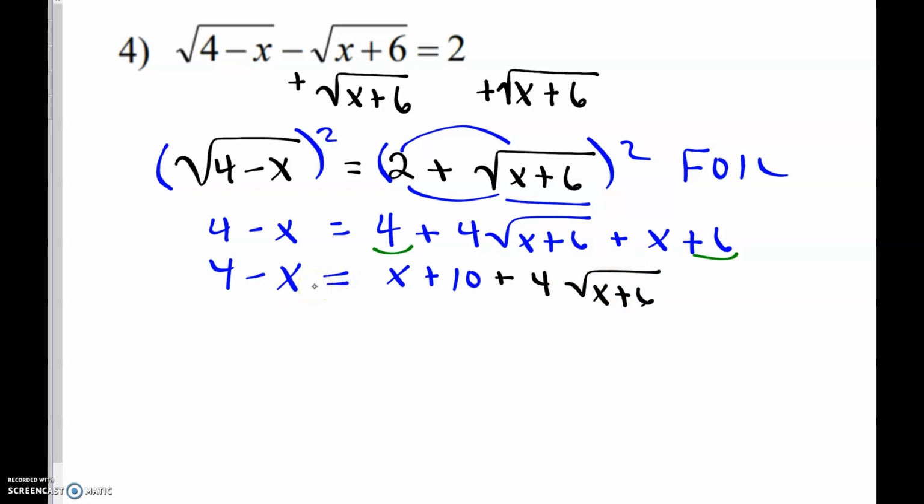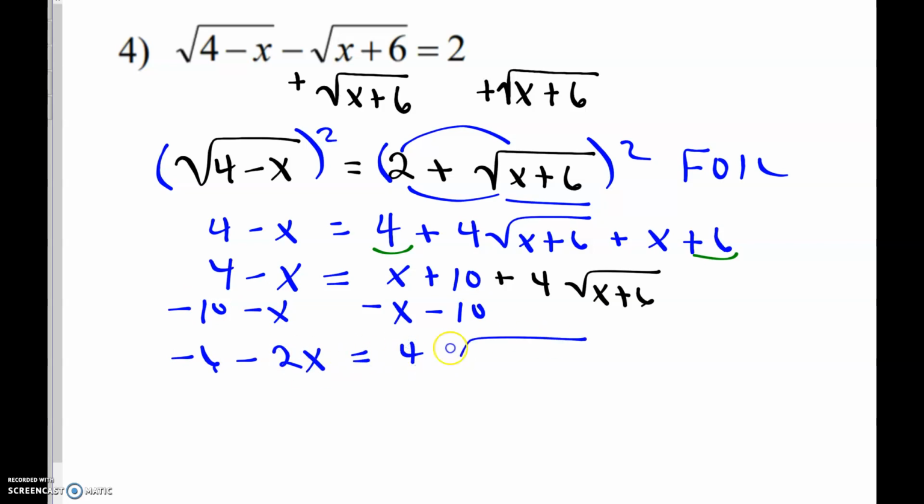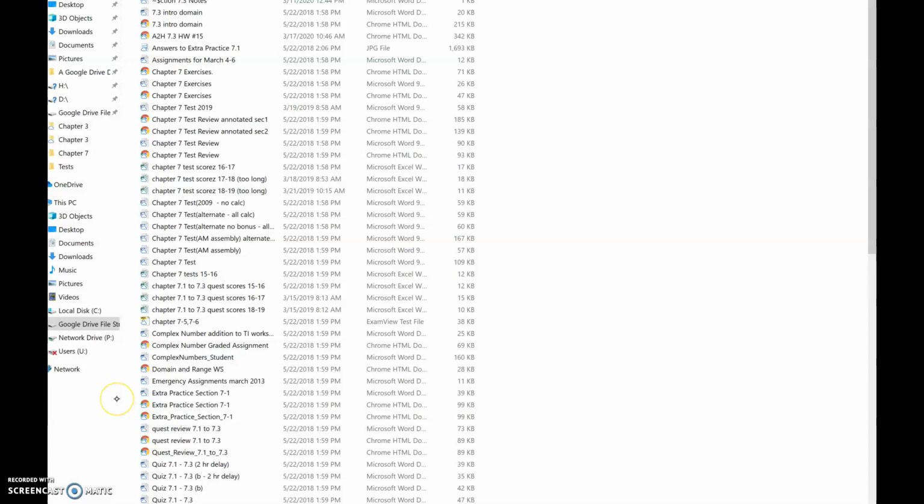Next step, we need to isolate the remaining radical. We went from having an equation with 2 radicals to now having an equation with 1. So we're going to move our x and our 10 over. In order to get rid of the radical, we need to square both sides. You could get rid of the 4, or we can just square both sides and just remember to square the 4. So, squaring this. Whoop, what just happened here?